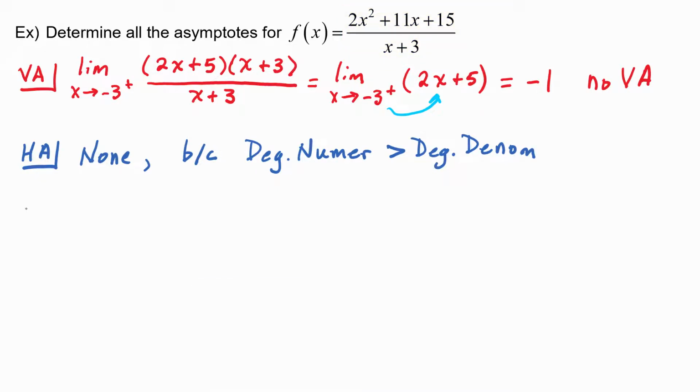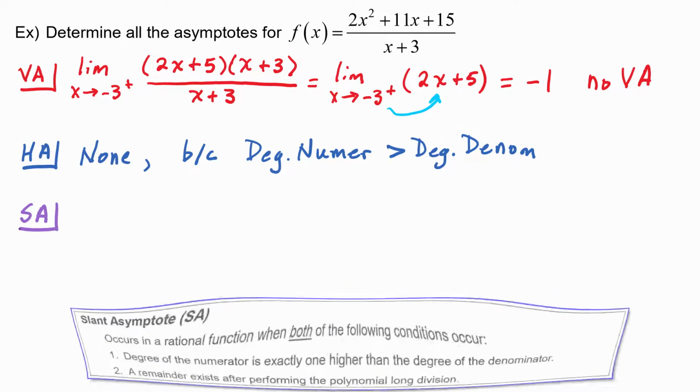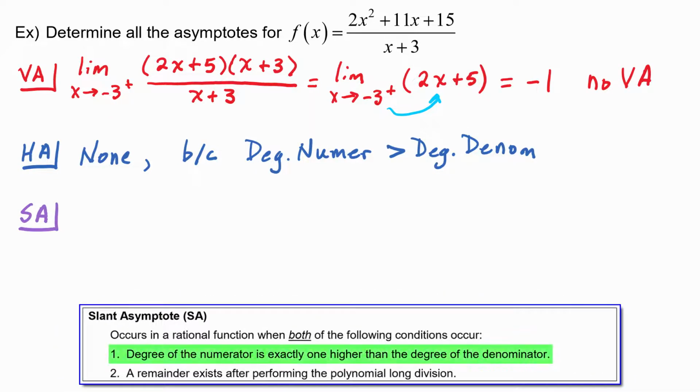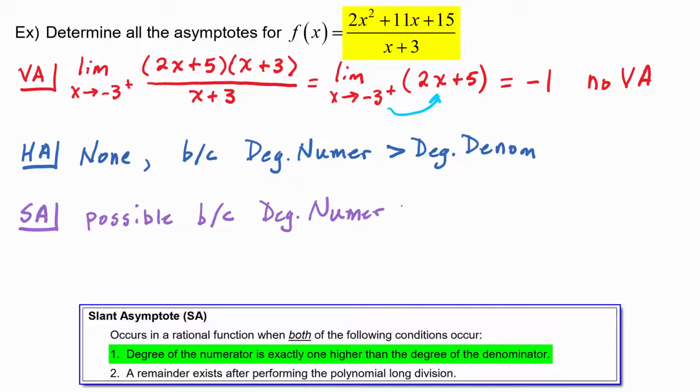Lastly, we can check for slant asymptotes. And we do have the first condition, which is that the degree of the numerator must be 1 more than the degree of the denominator. So it's possible because the degree of the numerator is 1 more than the degree of the denominator.